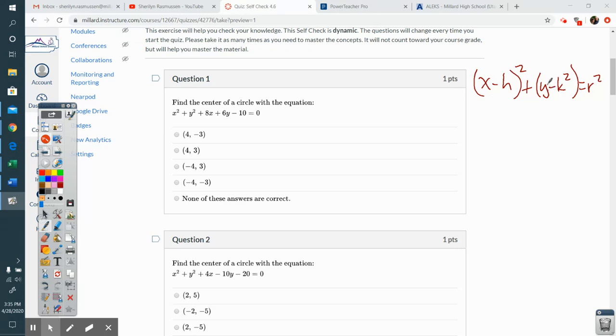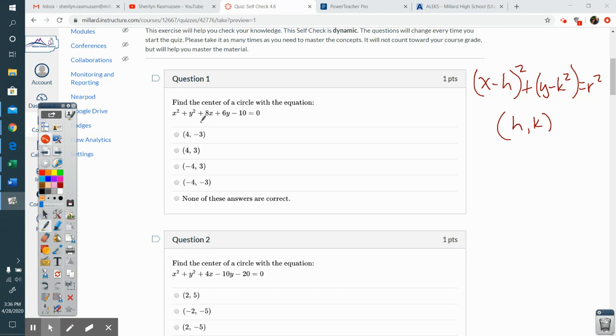x is your x value and y is your y value, but h and k are the center of the circle. So if you see an equation written like this, h and k are your center, and your r value is your radius. So we have this basic equation for a circle, and we'll set this up to solve so that you can see what the center is.